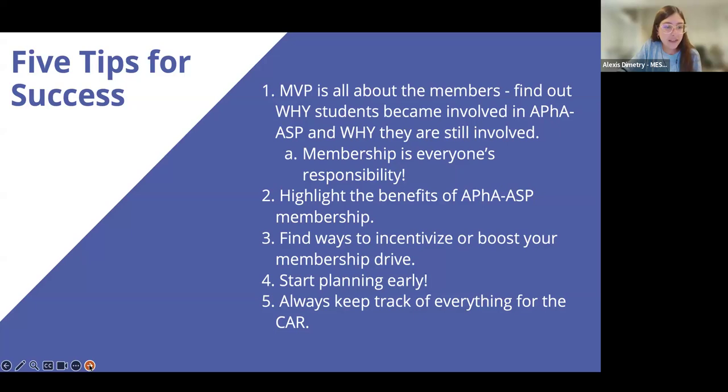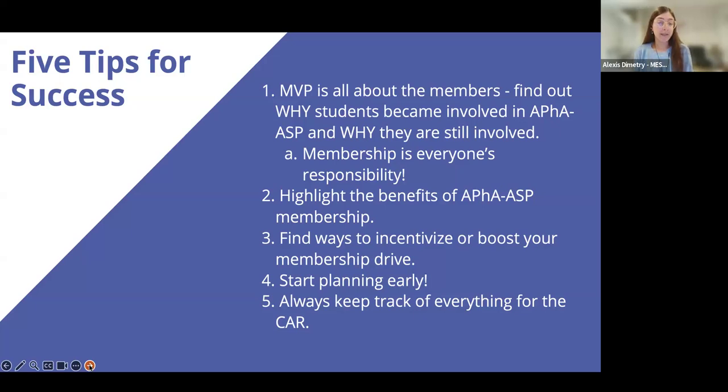So just continuing this presentation, 5 tips for success. The membership vice president is all about the members, so finding out why students became involved in APHA to begin with and why they're still involved. This is a really big highlight when it comes to talking about membership. They actually talk about this sometimes at SLI as well. If you can have your officers and such identify their whys as to why they're involved, that's going to speak to some of your members. So membership is everyone's responsibility, so everybody can promote membership.